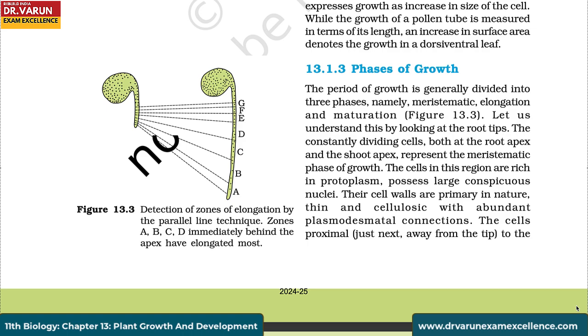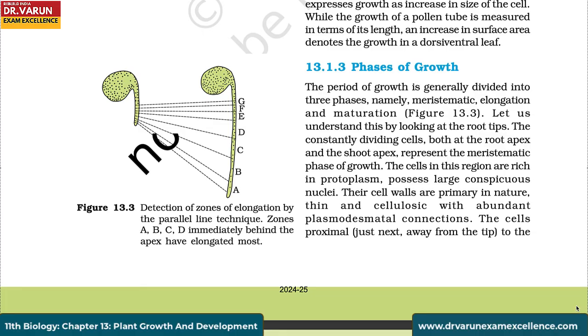The constantly dividing cells, both at the root apex and the shoot apex, represent the meristematic phase of growth. The cells in this region are rich in protoplasm and possess large, conspicuous nuclei. Their cell walls are primary in nature, thin and cellulosic, with abundant plasmodesmatal connections.